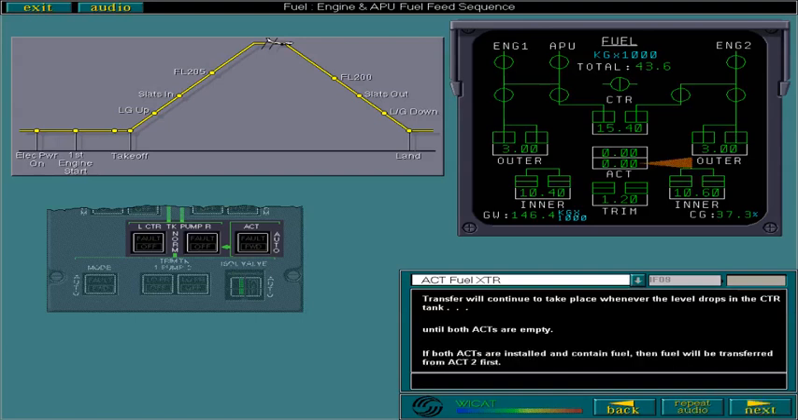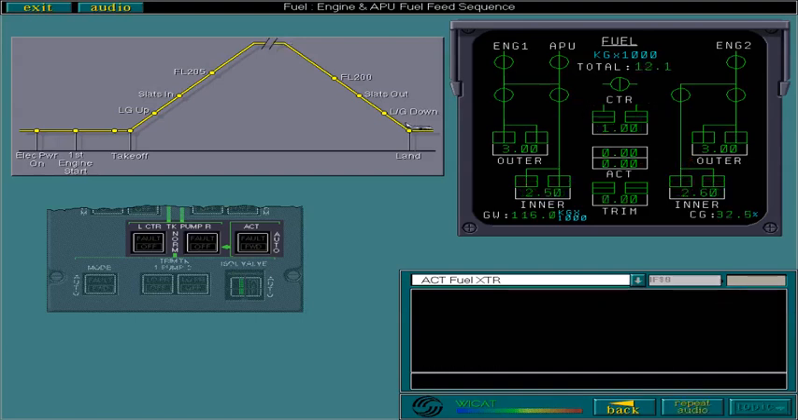This concludes the lesson on how the engines are automatically fed from the centre, inner and indirectly from the ACT tanks. There are now some questions on this automatic feed logic.